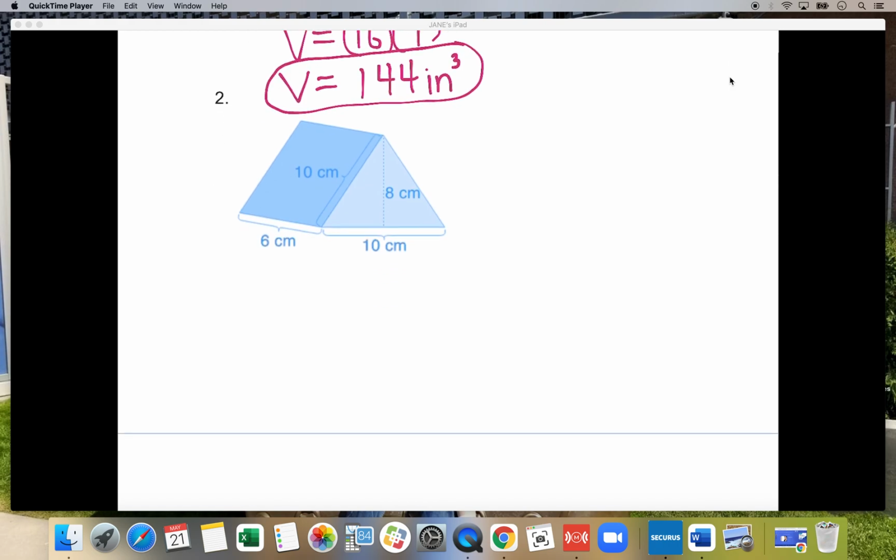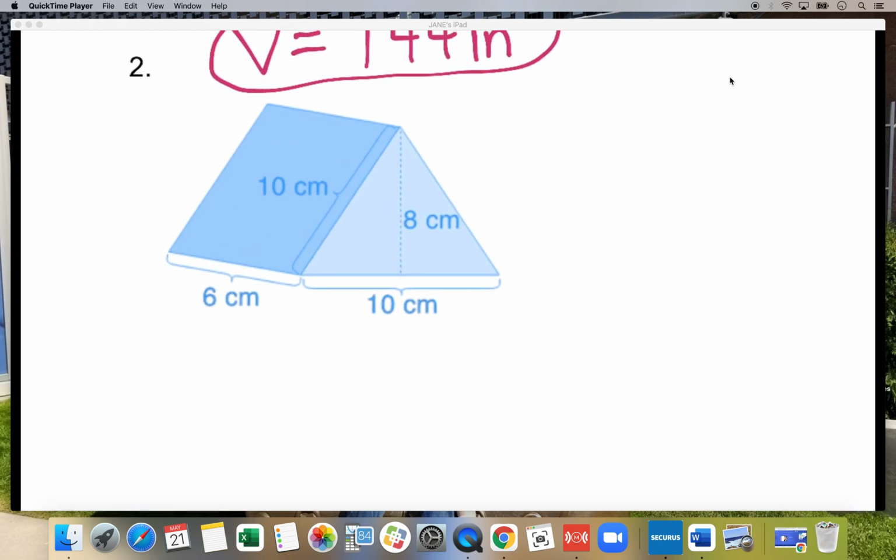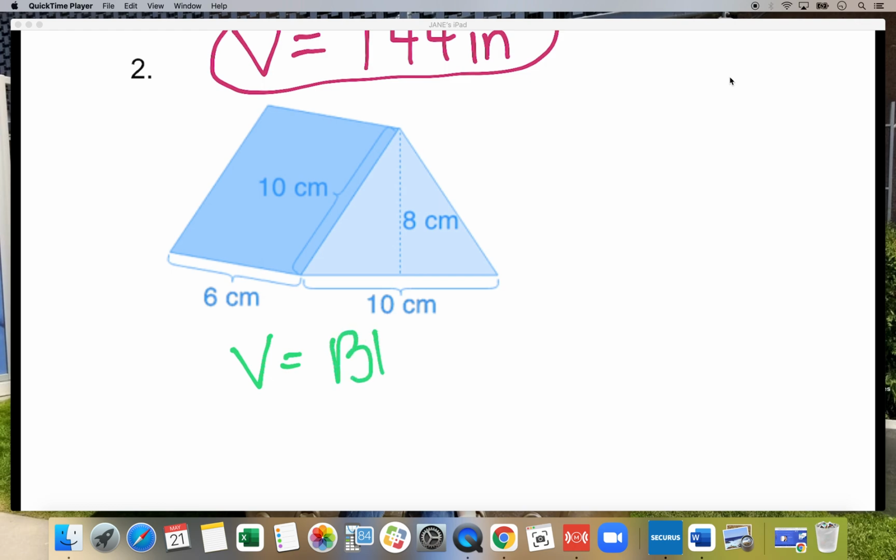Let's go ahead and go down and take a look at number 2. Again, I'm going to use the same equation. Big V equals the area of the base times the height of the figure. Now, this shape is called a triangular prism.